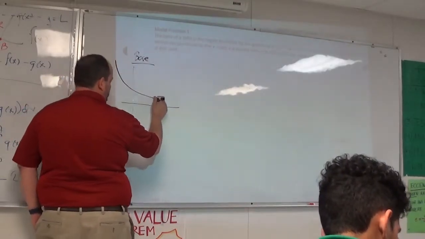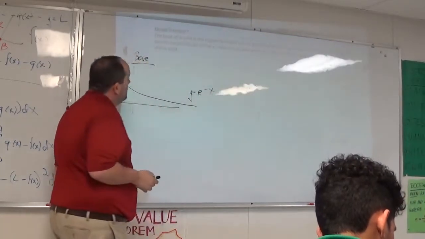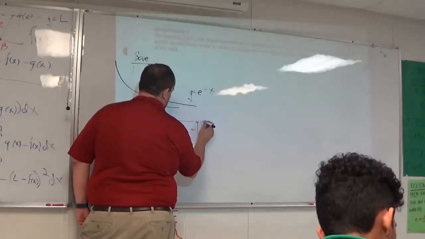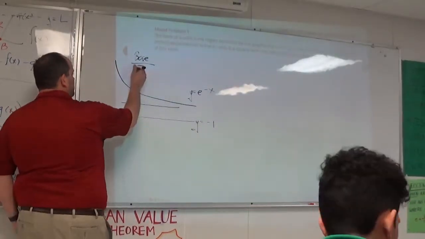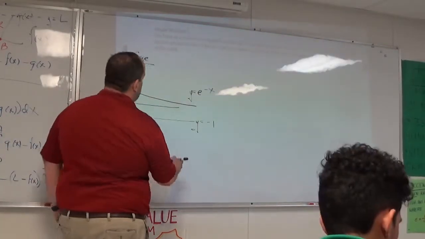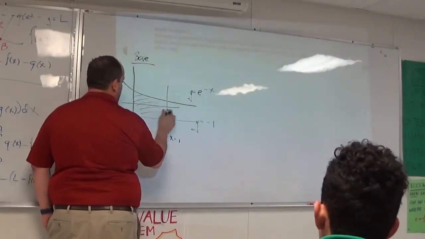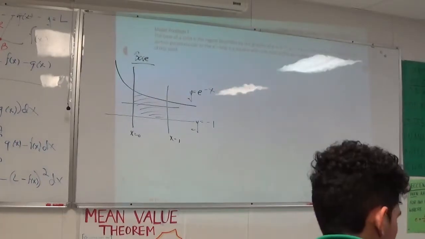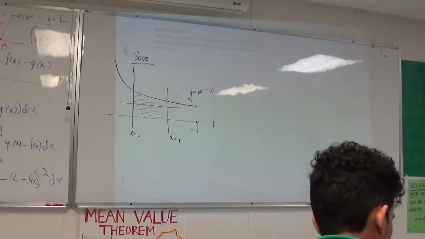E to the negative x is a decreasing curve. Y equals negative 1. There's my line. X equals 0, that's your y-axis. X equals 1. There. That's your base. That's the flat that you're building off of.